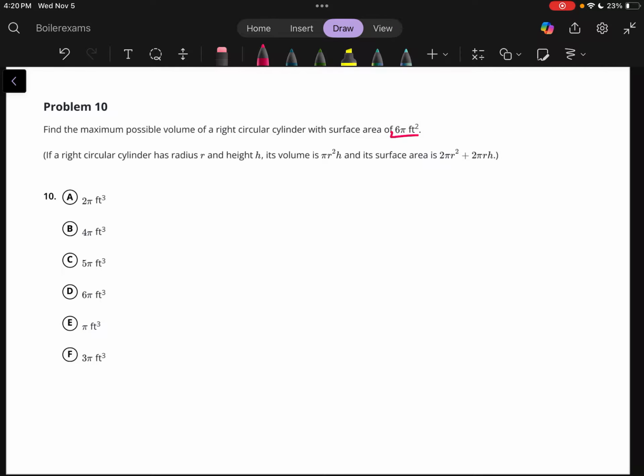So in this case, we're given two variables, right? Pi is not a variable. We're given r and h, and they tell us some property of our cylinder. And so what we want to do is solve for either r or h in terms of the other variable.